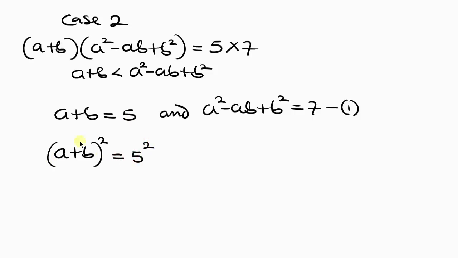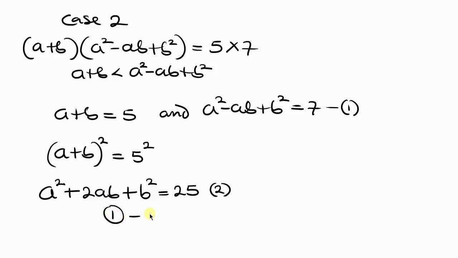Now expanding the left-hand side, we have a squared plus 2 times a times b, that's 2ab, and then plus b squared. Very good. This is equal to 5 squared, which is 25. Now remember what we did. We're going to be calling this equation 2. And now we subtract equation 2 from equation 1.